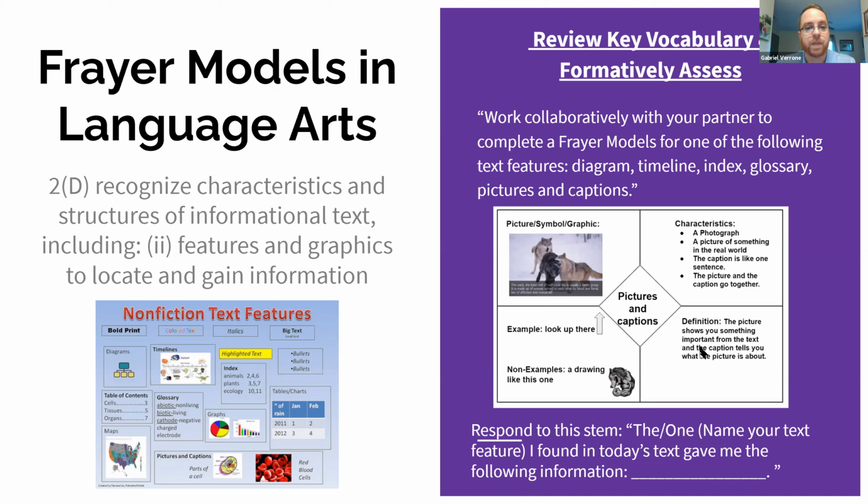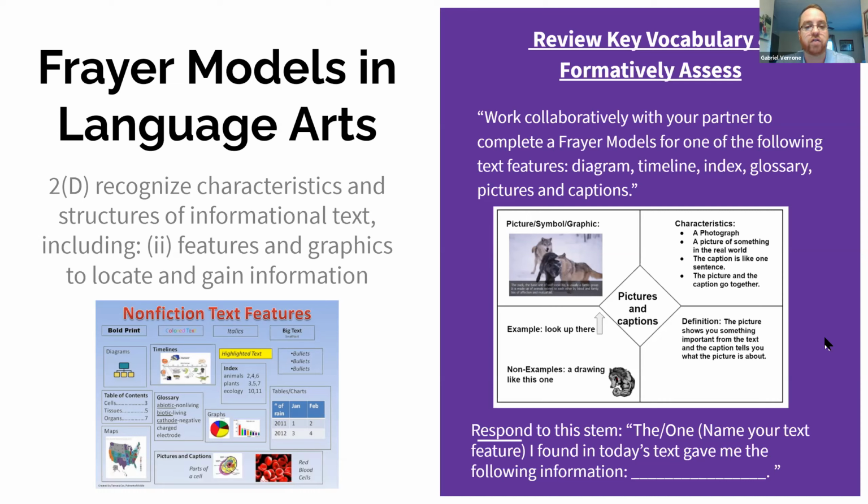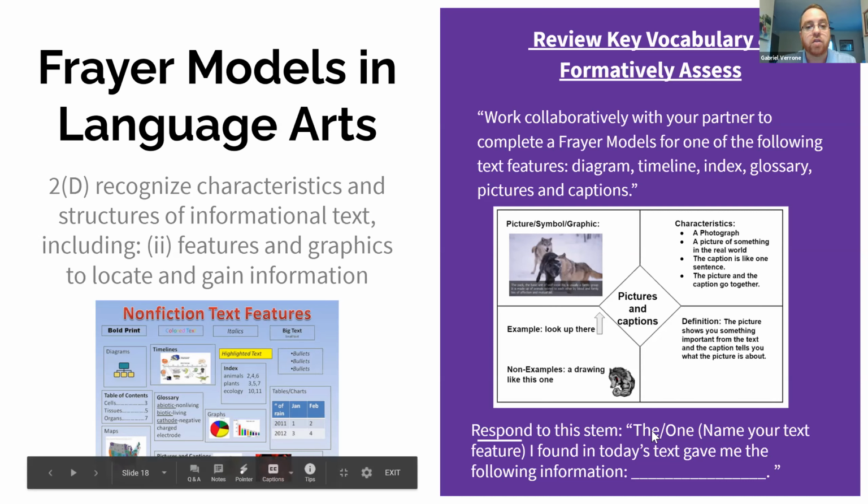So here's an example. I like this because couldn't you see a 2nd grader doing this, right? I put a picture and then I put example, look up there, right? And then wouldn't it be gnarly if they give you a wolf with big muscles? And then I might have them respond to this stem, okay? The diagram I found in today's text gave me the following information.